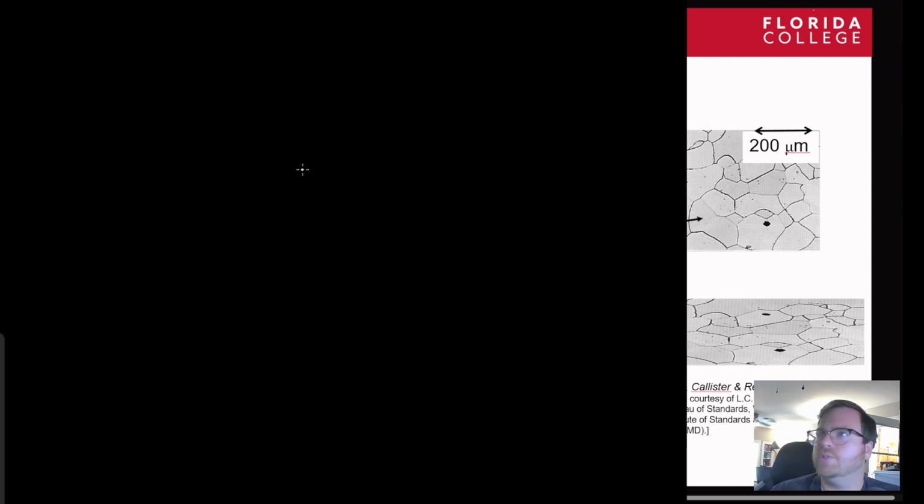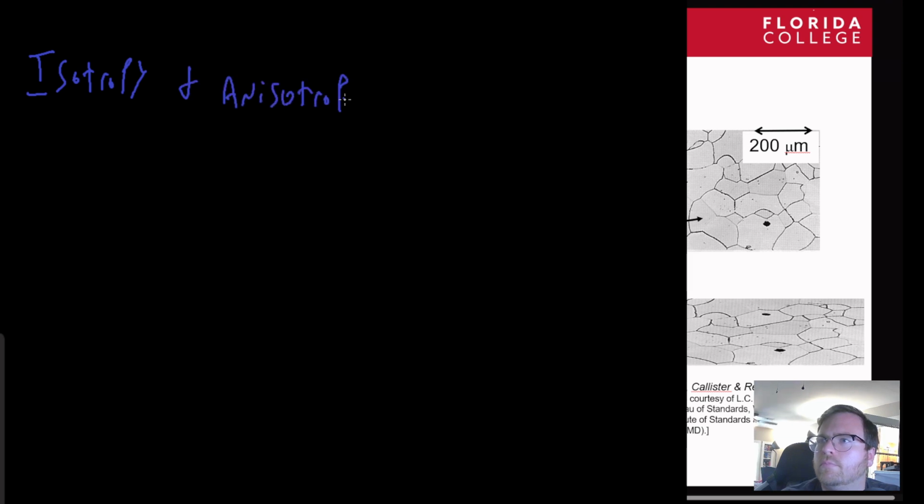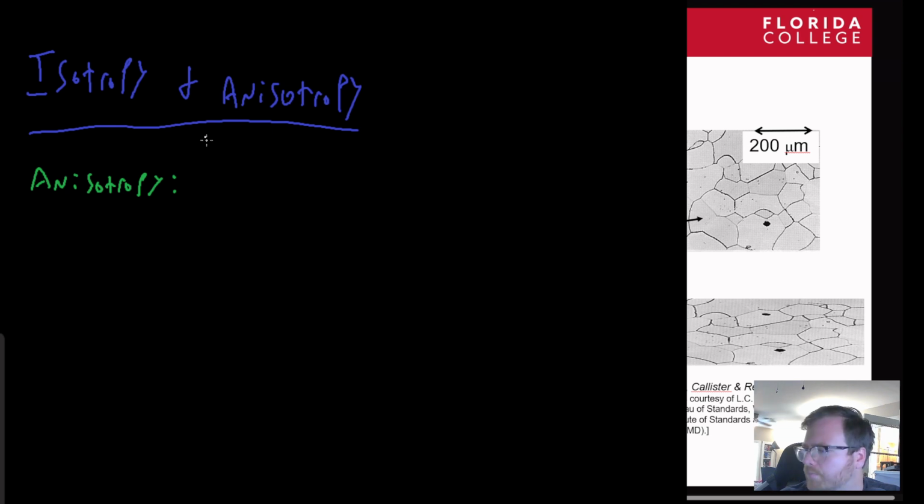And now we're going to talk about isotropy and anisotropy. So I think I've kind of already covered it, but I'm going to draw out the definitions because that's what I like to do. So anisotropy first just means that the material properties are different based on direction.